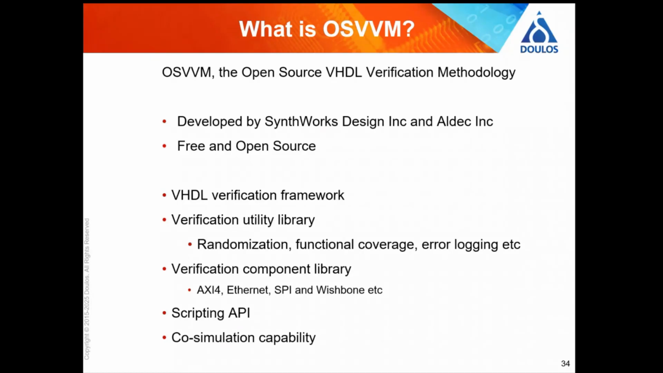Drivers, checkers, etc. The verification utility library is just a library of stuff that is useful for designing test benches: randomization, coverage, logging. Because with randomization, you can generate random numbers in VHDL, but it's not really very powerful. So OSVVM adds an awful lot more stuff to that. There's no functional coverage at all in VHDL, so it adds that. And then there's some other stuff as well. I guess the next one down is worth talking about.